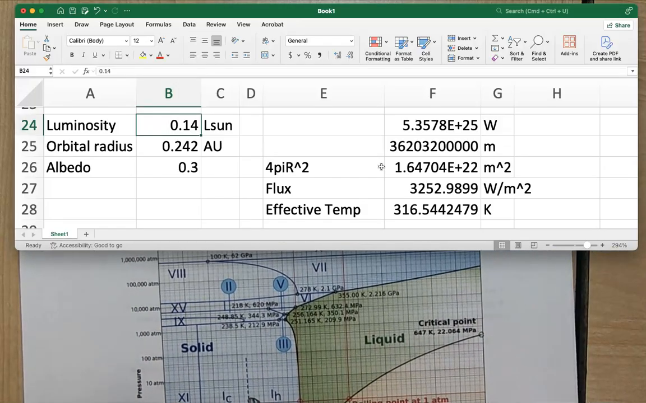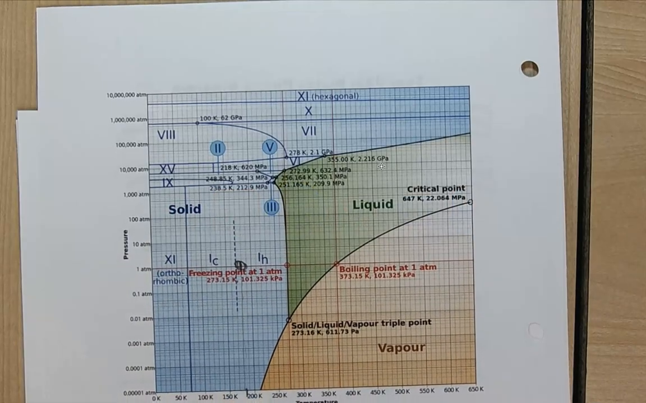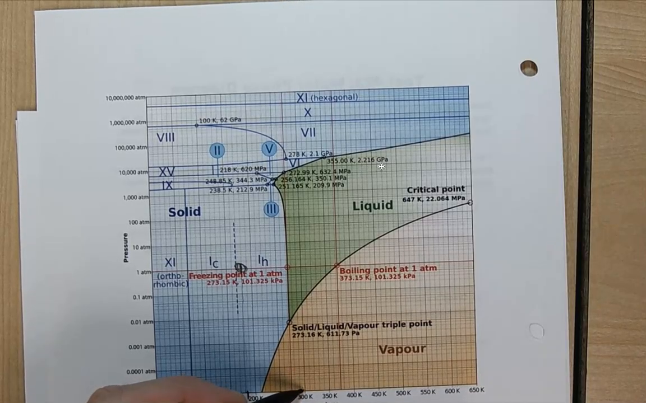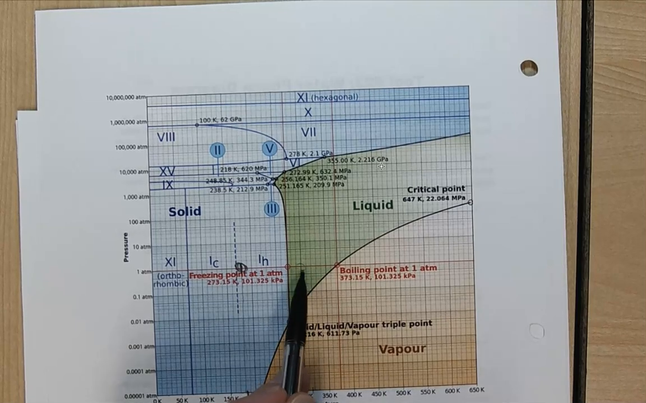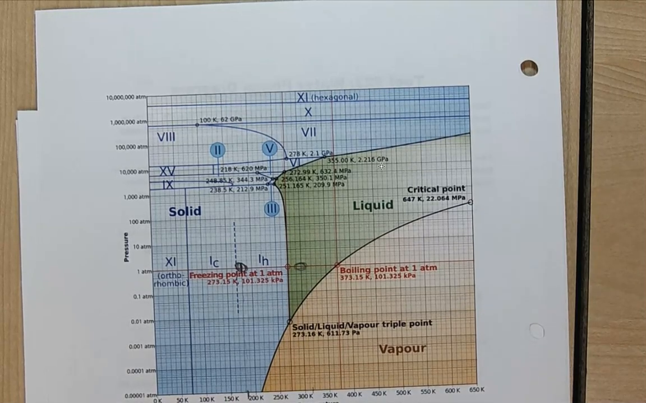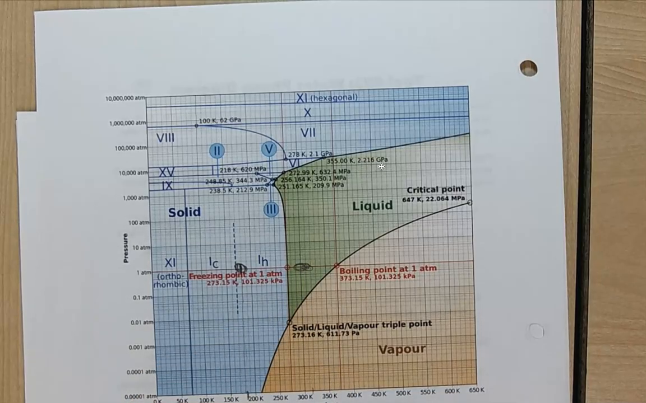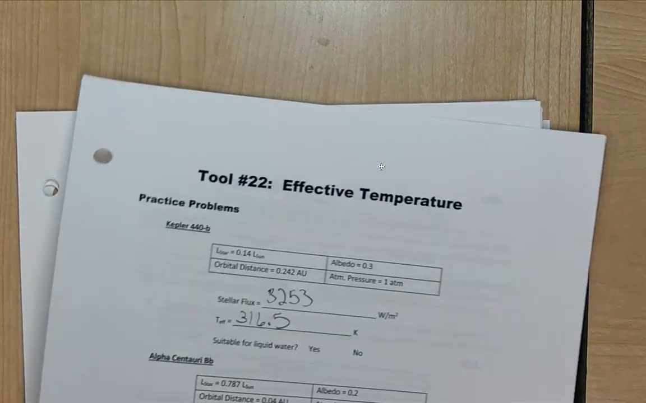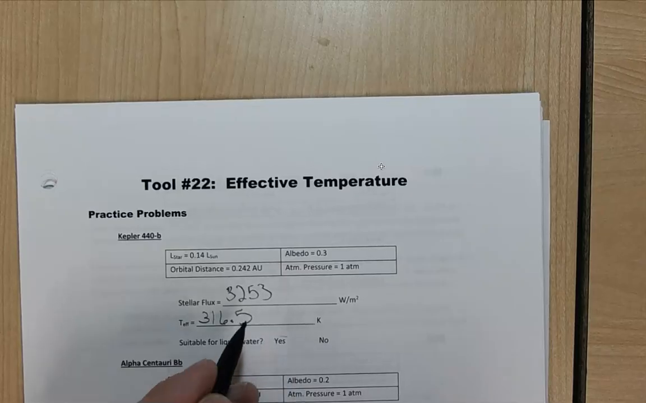What would the water be like? Well, 316 Kelvin's right about there. 316 Kelvin in 1 atmosphere. All right, that planet is going to be warm, but still able to have liquid water. So that's a little warmer than Earth, but not too warm. It can still have liquid water. So if there's water on this planet, it's probably warm but still liquid.